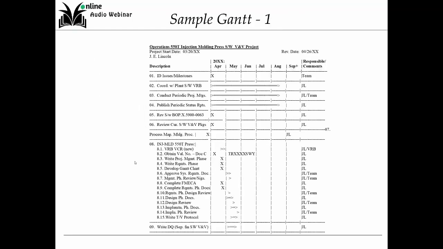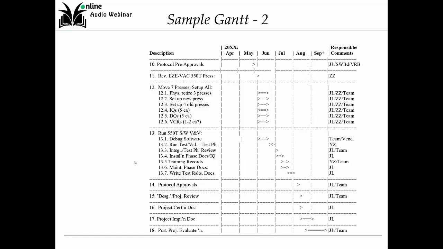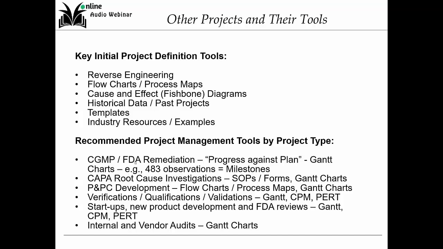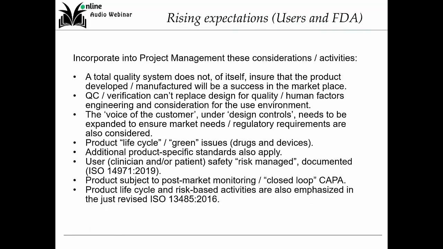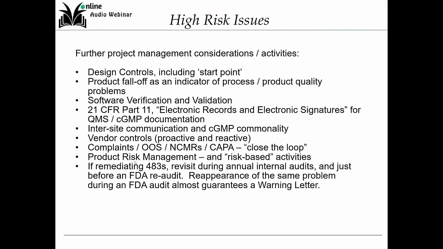Here's an example of a typewriter generated Gantt chart or an old dot printer, so how simple they are to prepare. So some of the tools that we'd be using in project management is reverse engineering, flow charts, cause and effect diagrams, past data, templates for repeat activities, industry resources, peer group information that's non-classified. Just principles here that should be adhered to and incorporated into project management, like the voice of the customer. And we talked about various examples of tools that you could use the Gantt chart with, projects, design control.